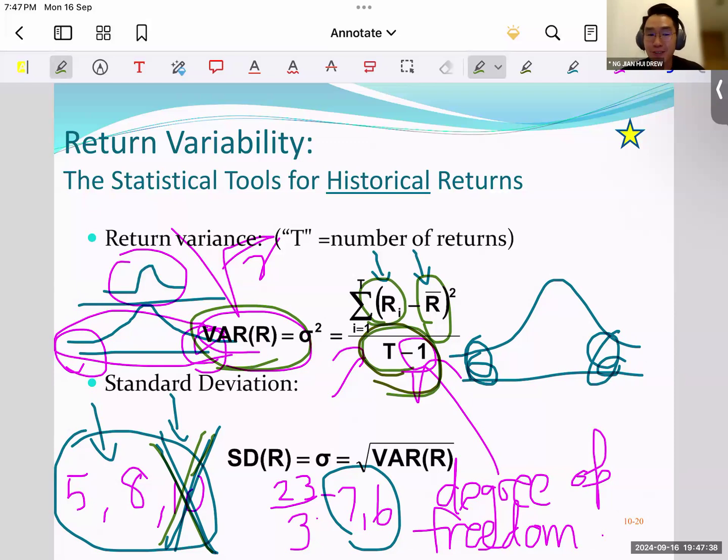Again, this is purely for your understanding. You need not know this for any assessment or exam. It's just to understand why minus one. Sometimes you might even see minus two, minus three. So really, it's just for understanding.